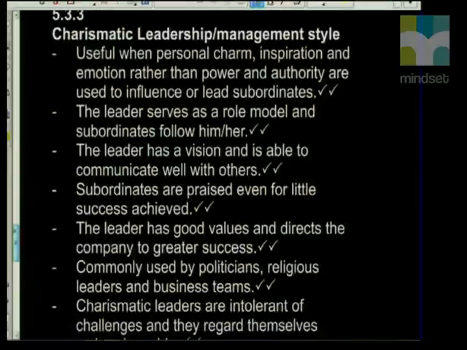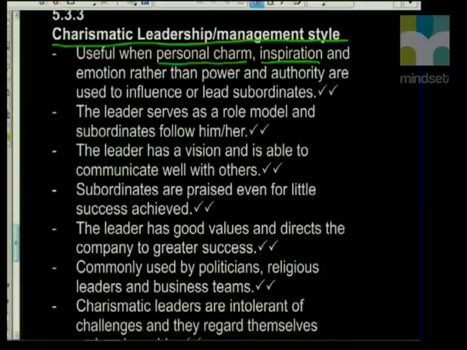And the last one we have here is charismatic leadership or management style. So the third one here they asked us to have a look at is charismatic leadership style. So this is useful when personal charm, inspiration, and emotion rather than power and authority are used to influence or lead subordinates. So this focuses on charm and inspiration, instead of that very aggressive form of, let's say, authoritarian, or democratic, where it's a lot more input from workers.